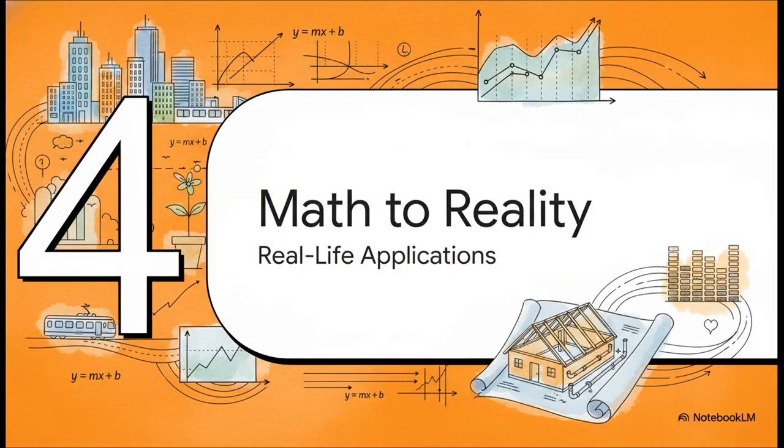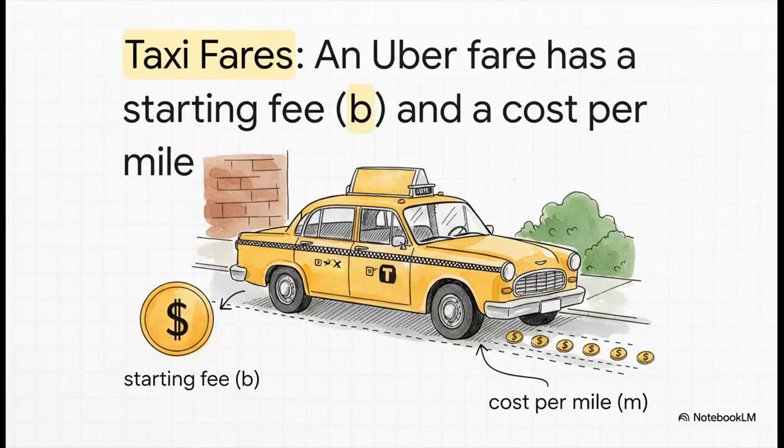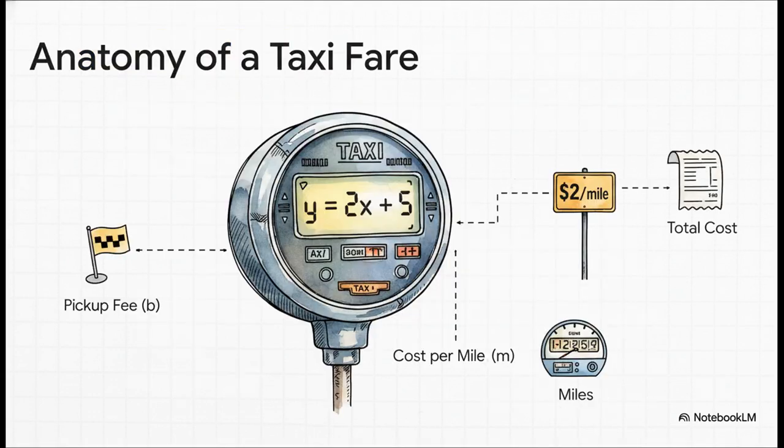So, why are we doing all this? I mean, why is this one equation so important? Because it's not just about drawing lines on a piece of graph paper. Let's see how this pops up in the real world. Let's think about taking a taxi or an Uber. You know how it works. There's almost always a flat fee just to get in the car, and then there's another charge for every mile you go. Does that sound familiar? It should, because it maps perfectly to our equation.